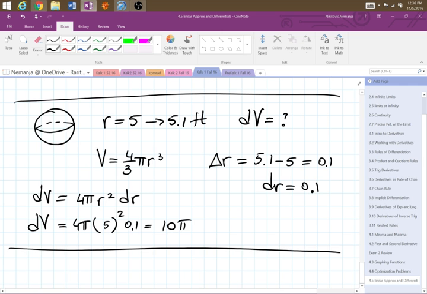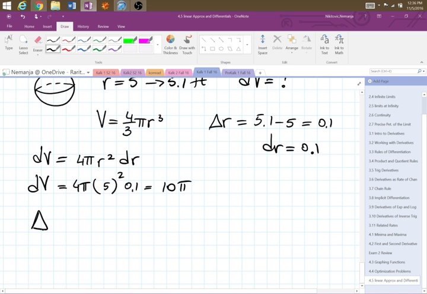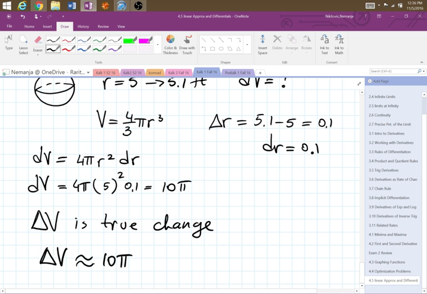No, this is dV, because it's delta V that we don't know. So the true change is delta V. You will say that delta V is approximately 10 pi. So that's where the approximation comes in. dV is the one that approximates delta V, so those are not the same. But delta X and dx, or delta R and dr, they are the same. It all comes from the derivative. If you remember, all the way back in 3.1, we said that h was the difference between a and b, h was b minus a. That's why delta R and dr are the same, because that's all one package.